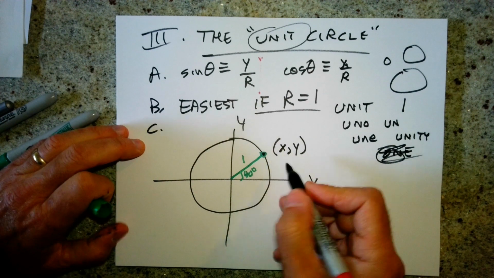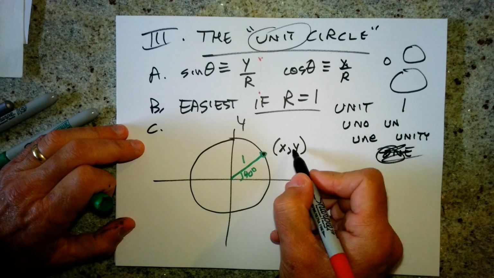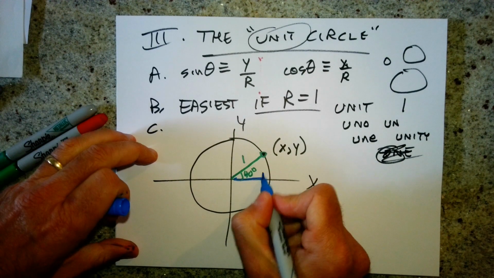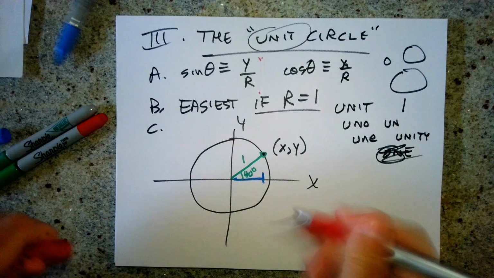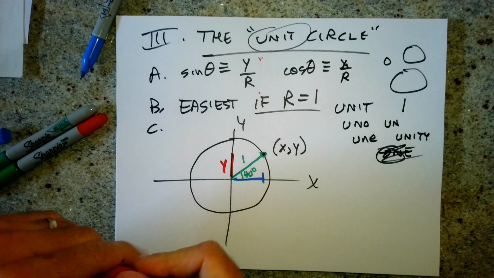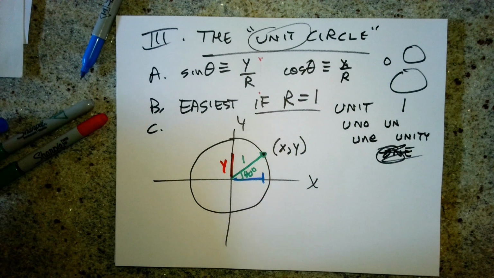So you only have to give one or the other. So the coordinates of this dot are x and y. The x is here like that, okay? And the y is there like that. That's not the greatest. It's not bad. It's not the greatest sketch.